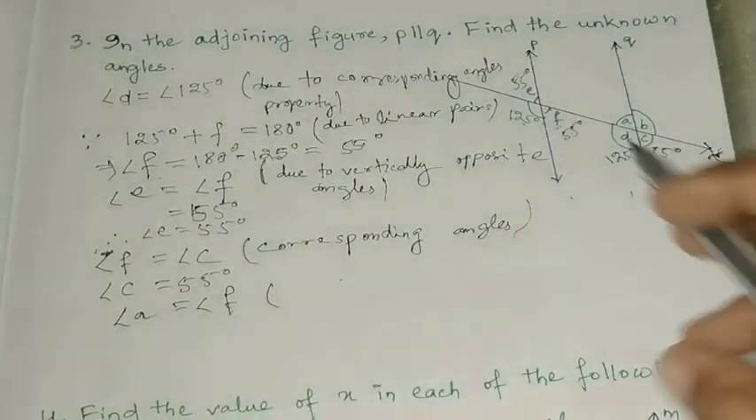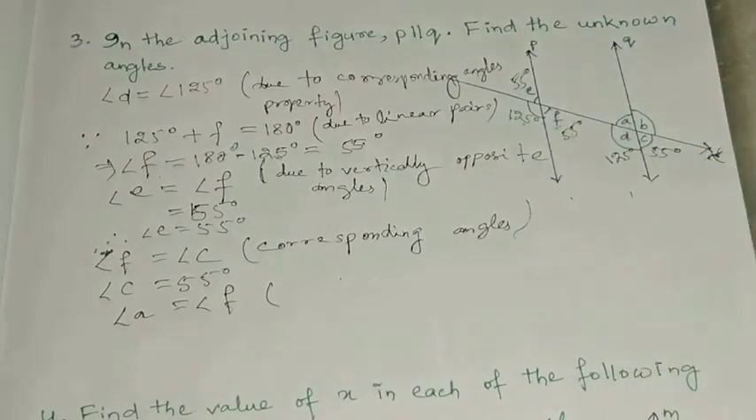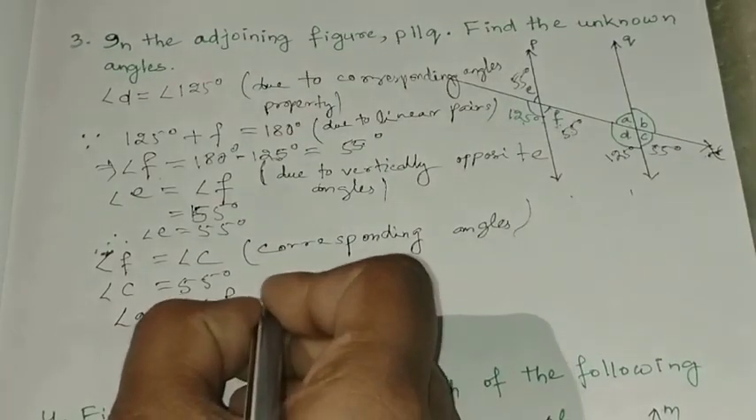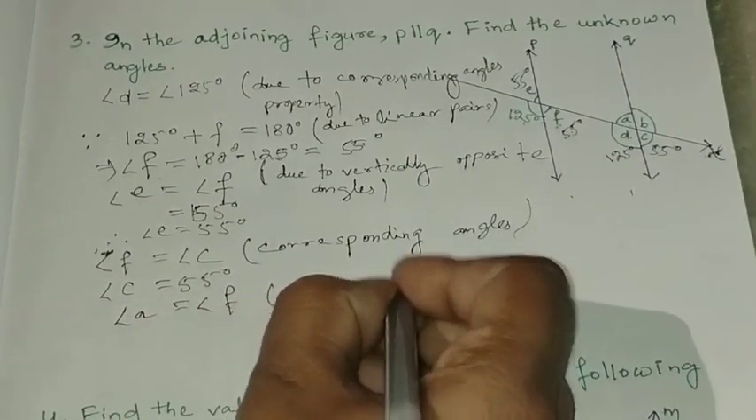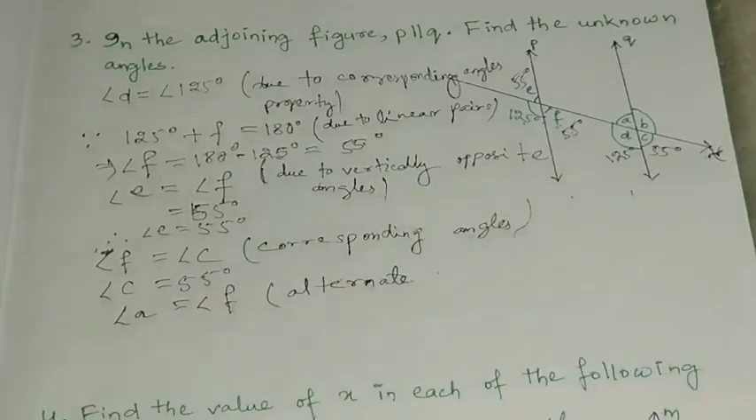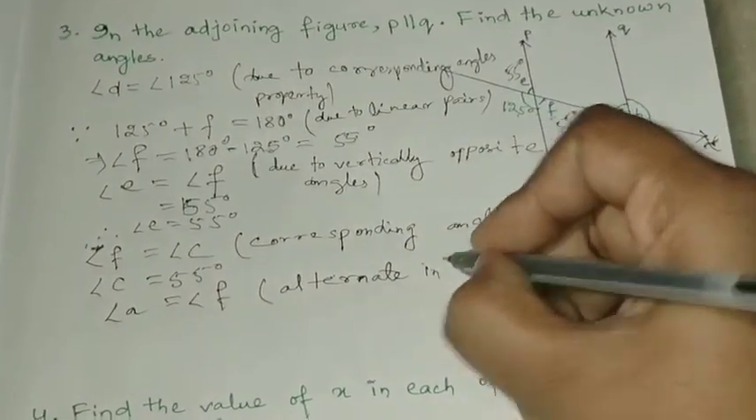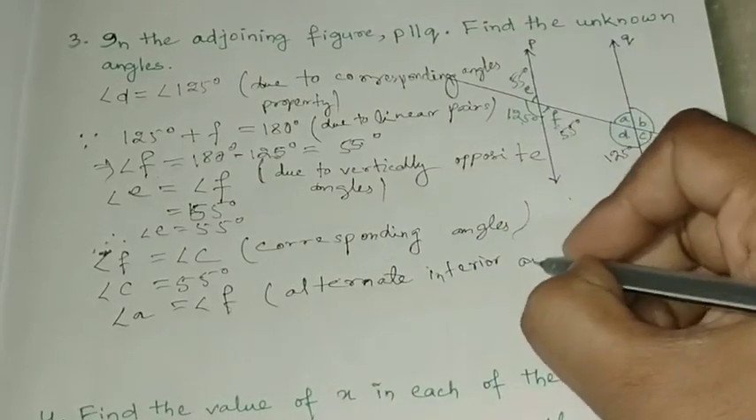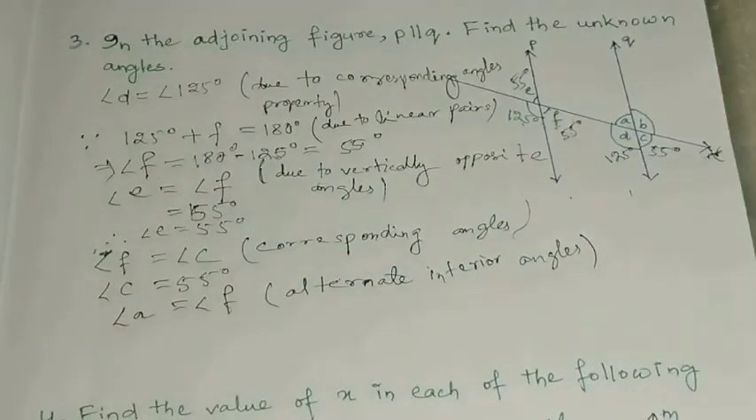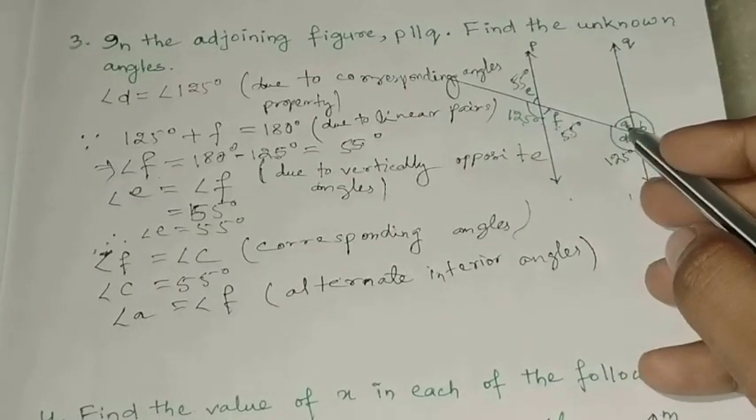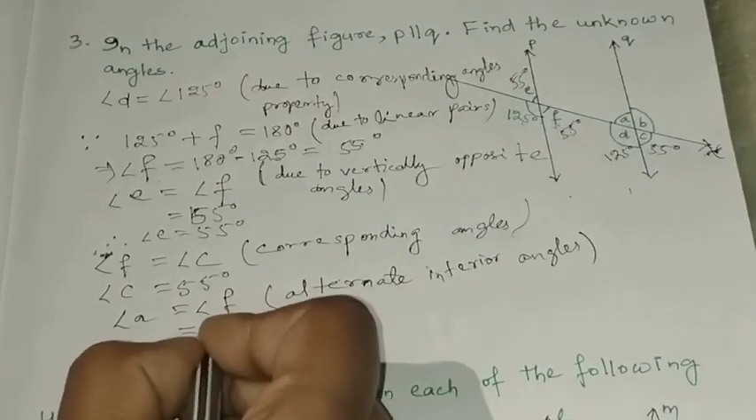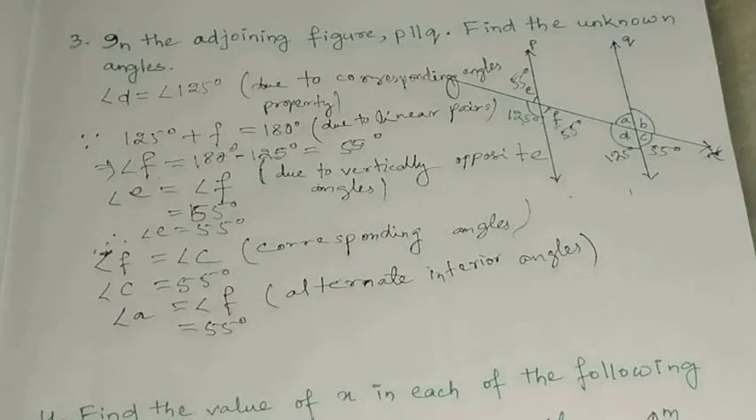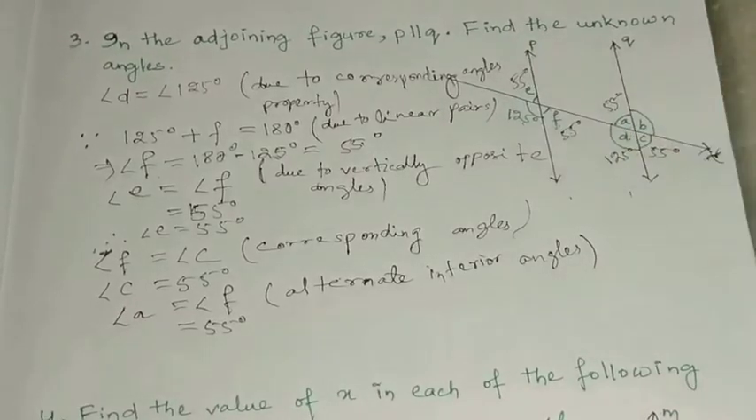Why? Because angle A and angle F are what? These are alternate interior angles. Okay, so angle F and A are alternate interior angles and they are equal. So angle A equal to how much? 55 degree. So this is 55 degree.